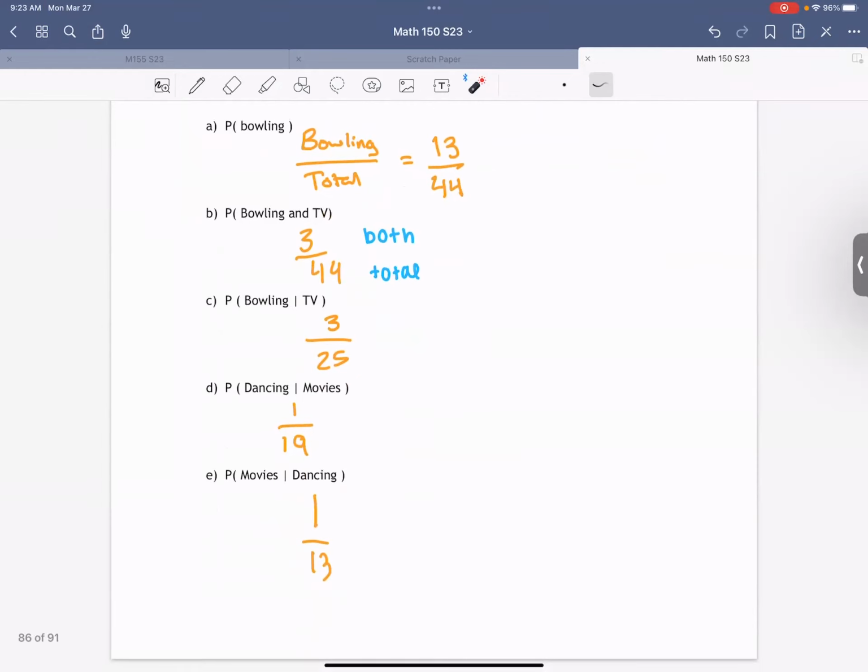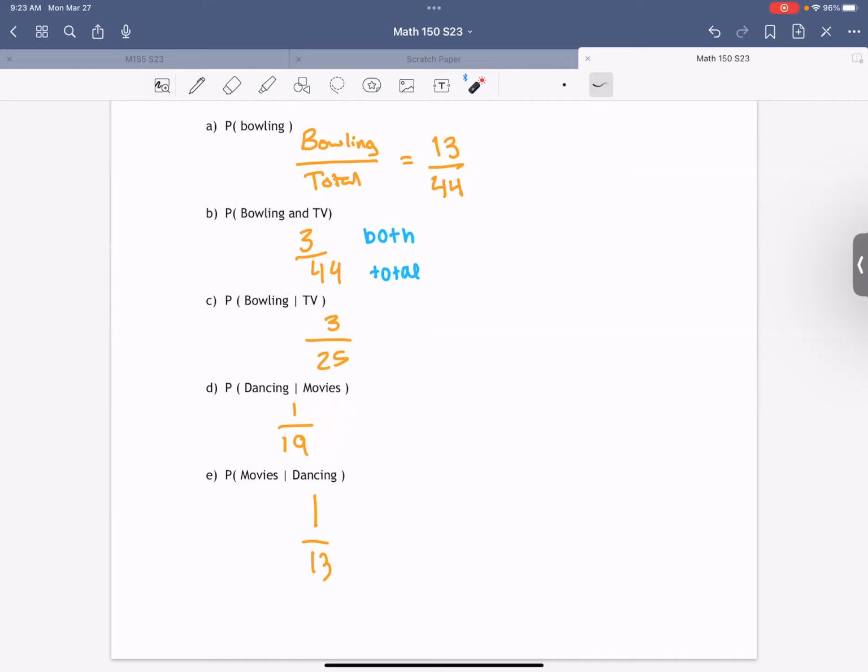All right, part D was like, okay, I want to find the probability that someone likes dancing given that they already like movies. So I don't care about people who don't like movies. I just care about the people who like movies. This one was, Lauren, do you want to take us through this one? Perfect. Nice job there.